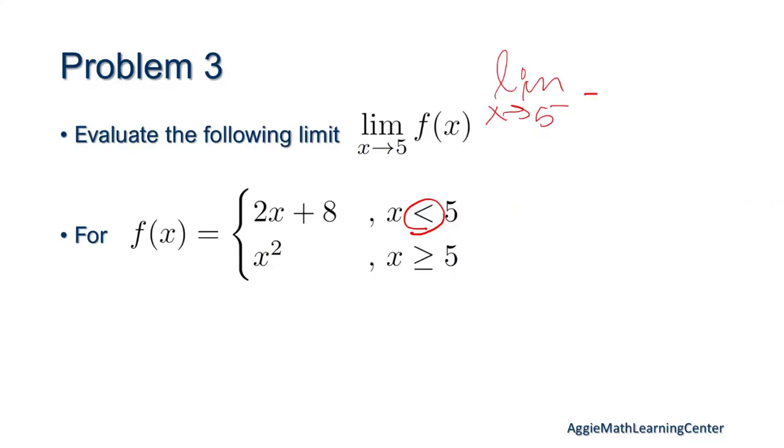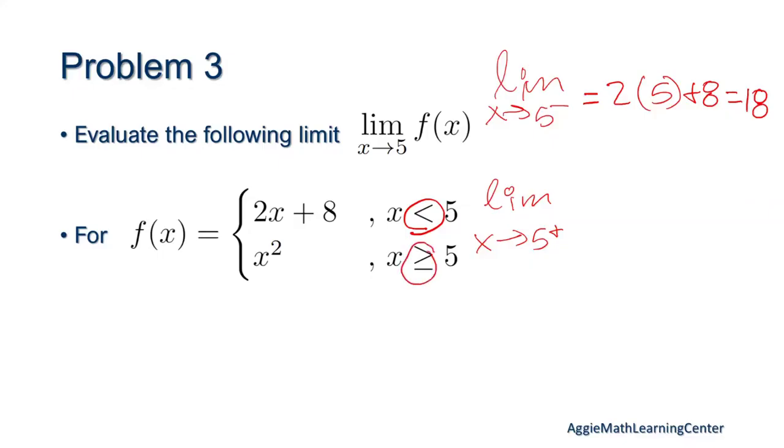Okay, so if we plug this in, we can say that 2 times our 5 plus 8, we found that before, that's equal to 18. And then if we're wanting to see if x approaches 5 from the right, which one are we going to use? The bottom one. Why? Because it's on the right side, and it also is equal to 5.